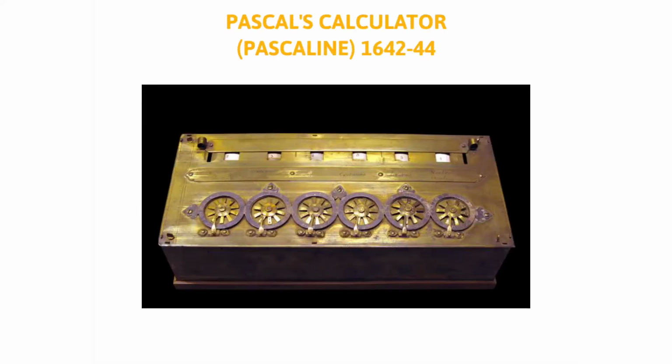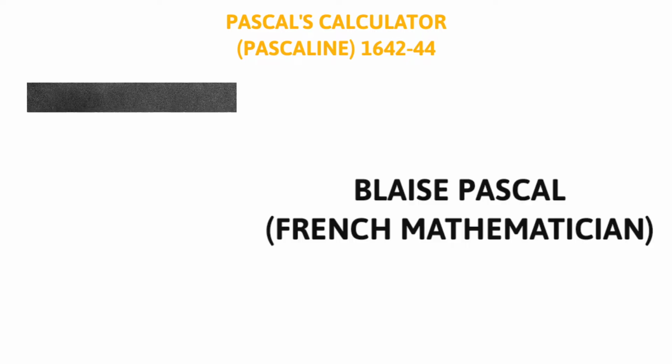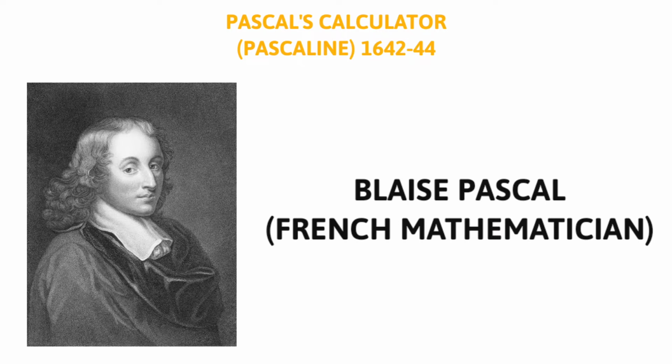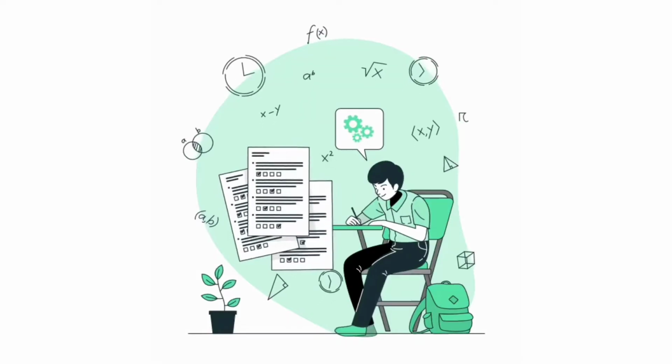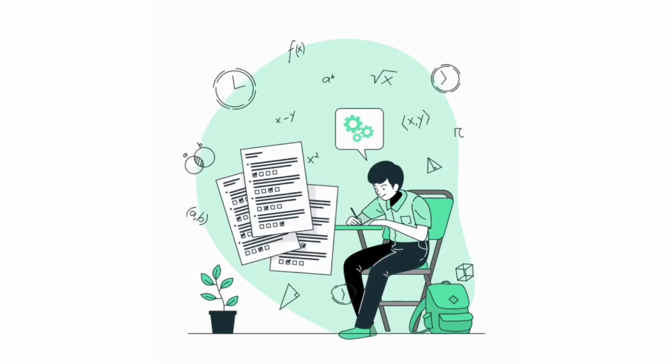Next up is the Pascal's calculator. Pascal's calculator, also known as the arithmetic machine or Pascaline, is a mechanical calculator invented by Blaise Pascal in 1642. Pascal invented the machine for his father, a tax collector, so it was the first business machine too. He built 50 of them over the next 10 years.